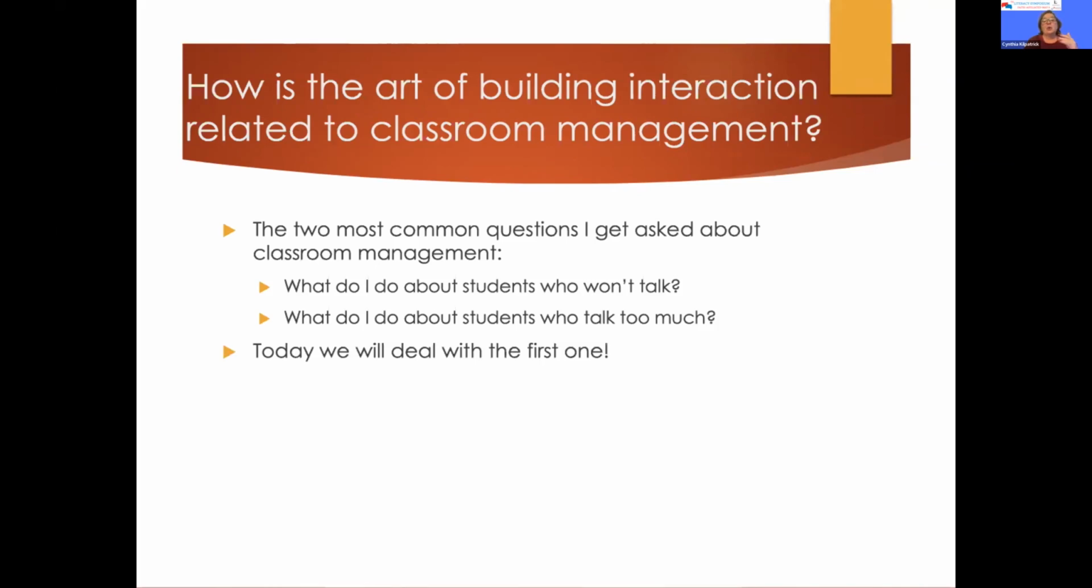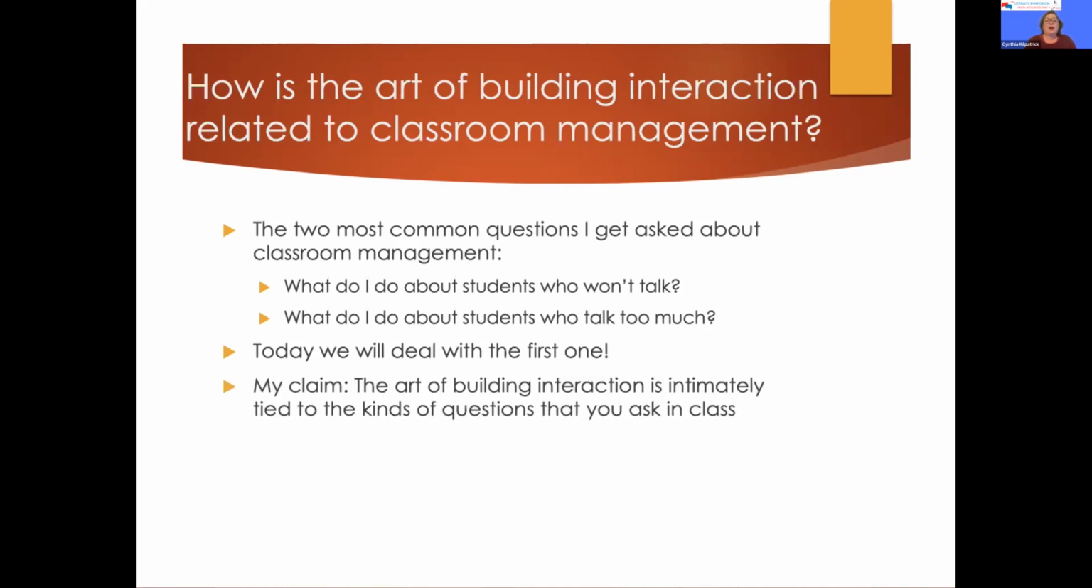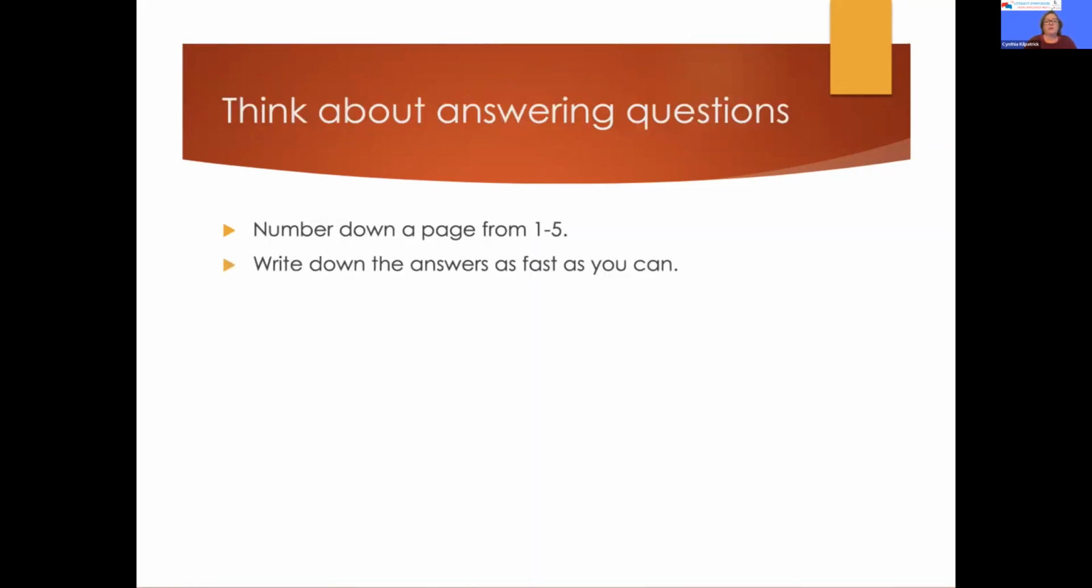So today we're going to deal with the first one. In our Q&A at the end of the day, if you want to talk about the second one, I have some ideas for that. But for this session, we're talking about students who won't talk. How do we ask the right questions to get students talking? My claim is that the art of building interaction is intimately tied to the kinds of questions that you ask in class. So today I'm going to give you 5 tips for building interaction that are related to the way we ask questions, for the most part.